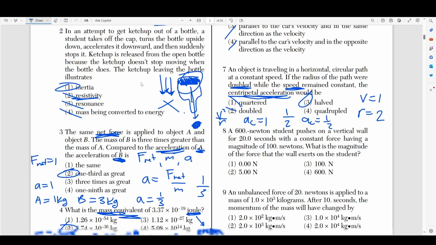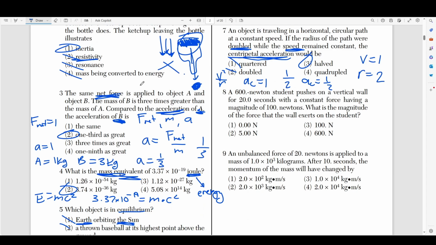So number 8 says a 600 Newton student pushes on a vertical wall for 20 seconds with a constant force having a magnitude of 100 Newtons. What is the magnitude of the force that the wall exerts on the student? Here, we're talking about a kid pushing against a wall for a certain amount of time, right? This is the guy, and here he's pushing against this wall with a force of 100 Newtons. And because of Newton's third law, the wall is then pushing back at the kid with 100 more Newtons. So the choice has to be 3.